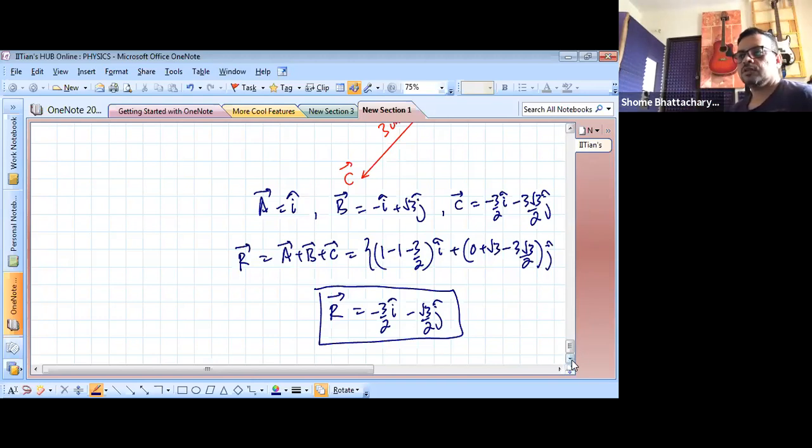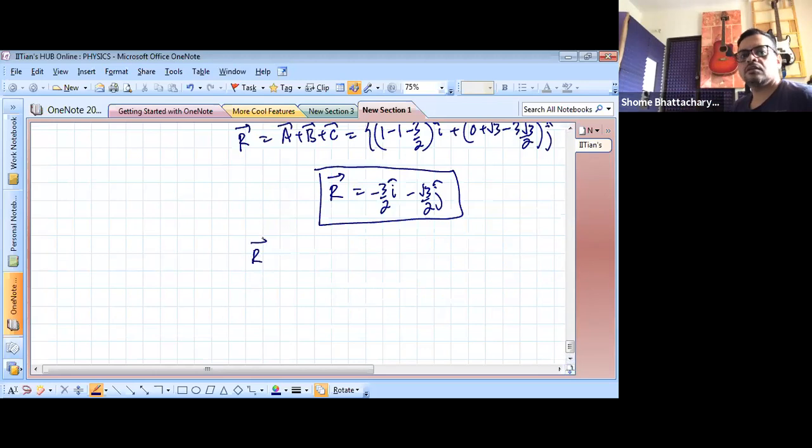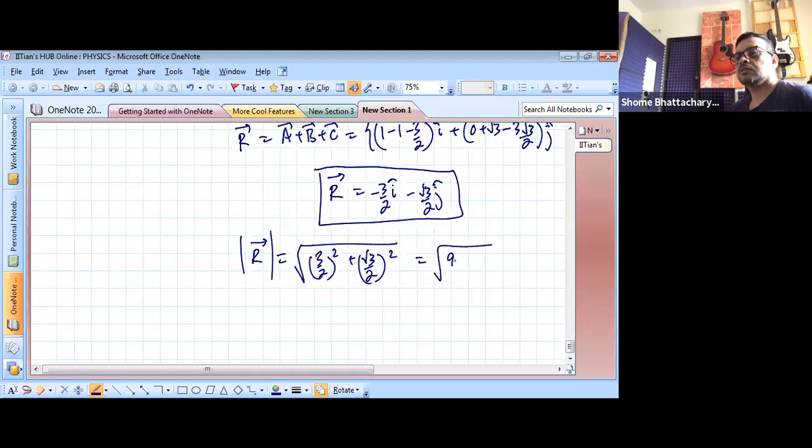Okay. So now you can check out the magnitude of the resultant will be square root of 3 by 2 whole square plus root 3 by 2 whole square. So that is root 6.